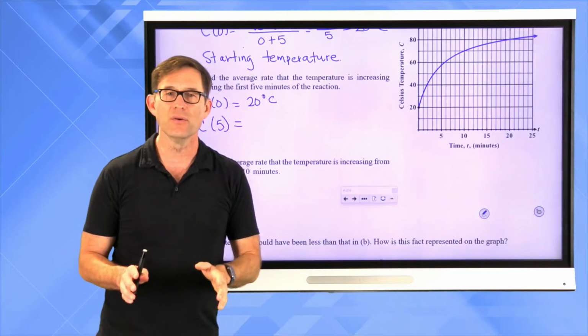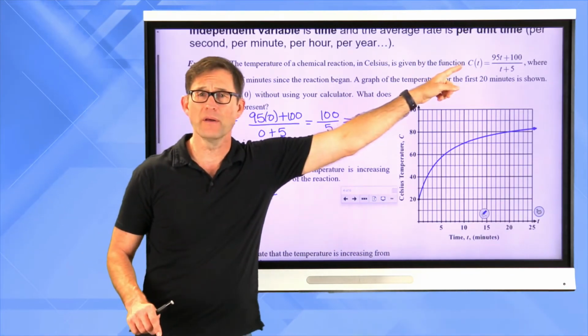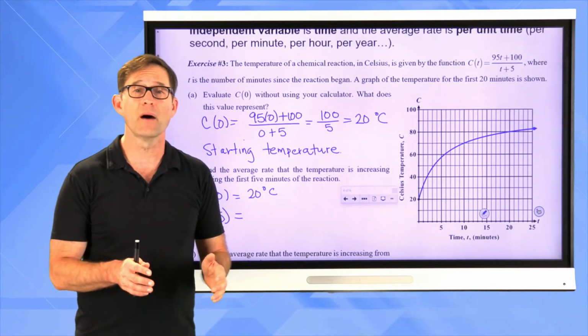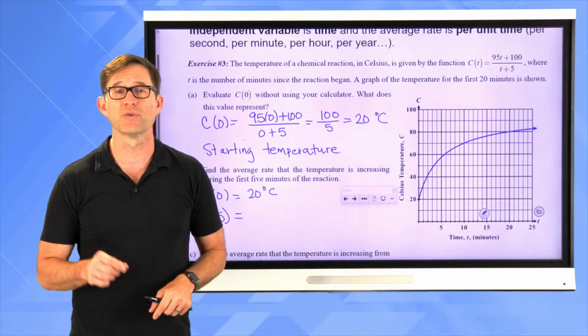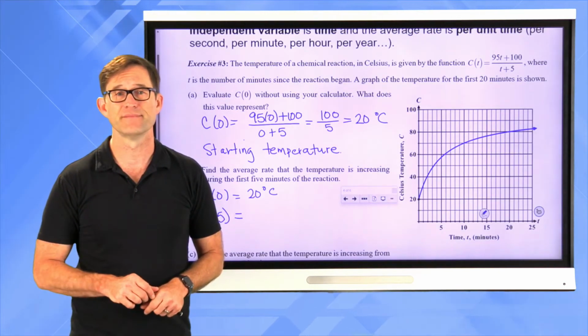So what I'd like you to do at this point is use our formula, figure out what the temperature is after 5 minutes, and then come up with the average rate that the temperature is increasing over those 5 minutes. Pause the video now.